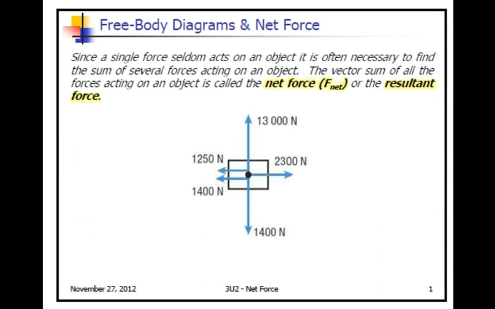So to start off, it says here, since a single force seldom acts on an object, it is often necessary to find the sum of forces acting on an object. We call that vector sum the net force. Another name for it is the resultant force, and we usually write it as F with subscript net. Here's a little image of an object with it looks like 5 forces acting on it. We can determine if that object is going to move by analyzing all those forces and seeing if the net force is 0 or not. If it's 0, it will not move. If it's not 0, it will move.